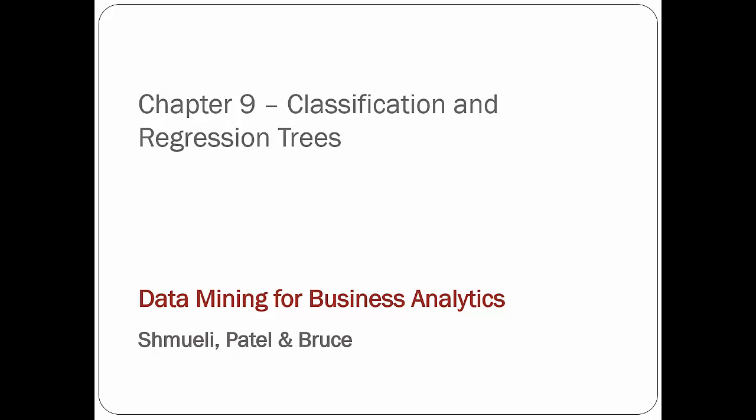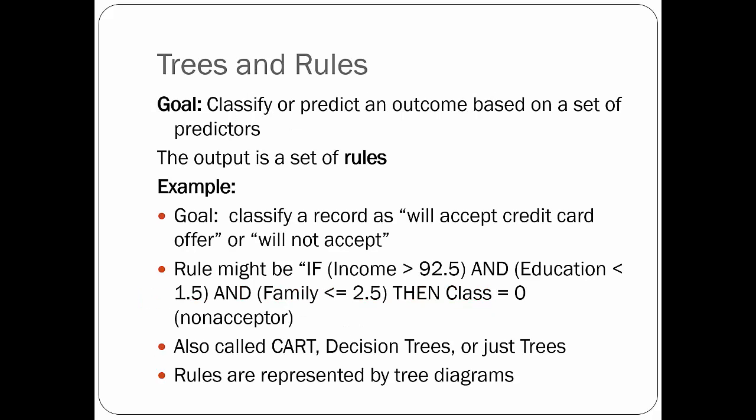The next chapter is called decision trees, or classification and regression trees. CART, CART. So it goes by the short name decision trees or CART, classification and regression trees. Now the goal of classification trees is to come up with a classification for a record by following a particular set of rules which are developed based on the predictors.